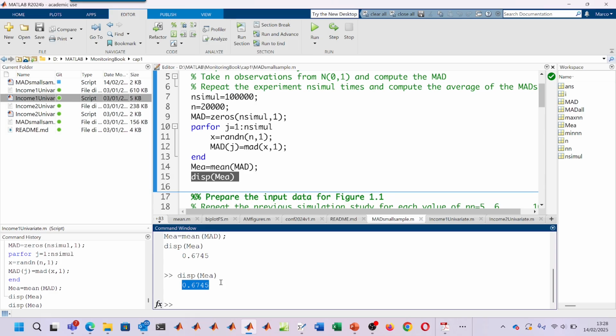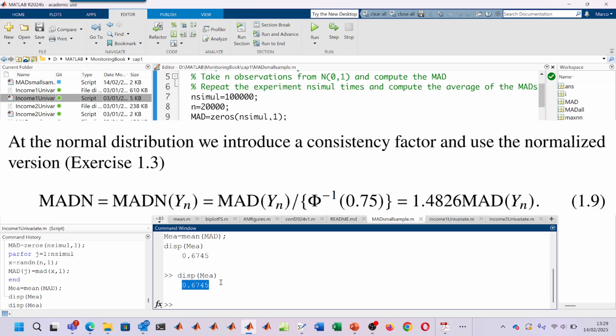if the data come from the standard normal distribution, if you have a very large sample and then you take the MAD, then you divide your MAD by 0.6745, you obtain a value which is equal to 1. You can divide your MAD by 0.6745, or you can multiply the MAD by the reciprocal of 0.6745, which is 1.4826. Which is what on page 7 we call the consistency factor.